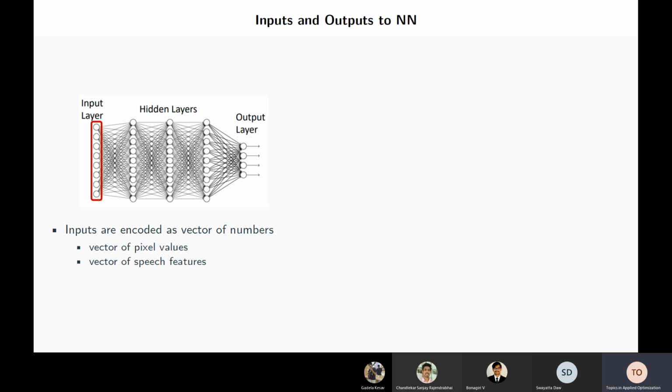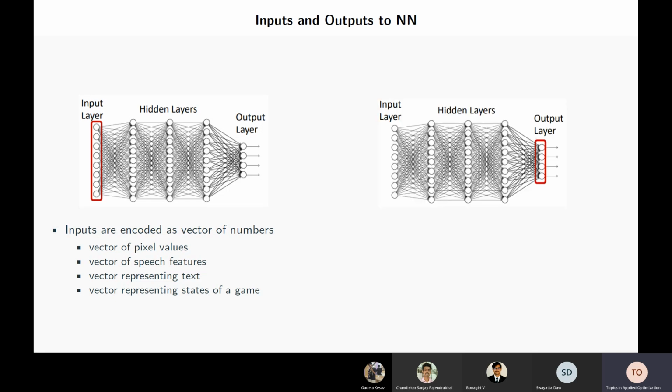Inputs are encoded as vectors of numbers. If you are modeling a problem, it could come in a variety of shapes and forms. If you are working with images, they will be pixel values. If you are working with speech processing, there will be speech data. If you're working with text, it will be text data, and so on. Depending on how you encode it, if you are training a game, then it will be, let us say, the states of the game and the rewards you get, and so on. That's how you can create the labeled data.